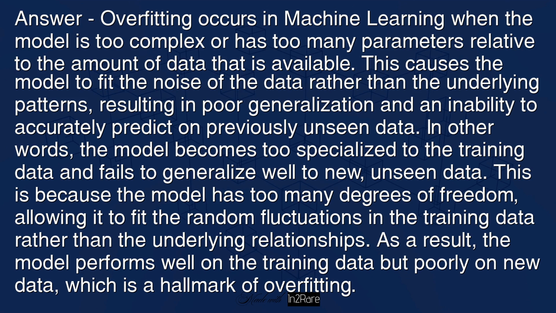In other words, the model becomes too specialized to the training data and fails to generalize well to new unseen data. This is because the model has too many degrees of freedom, allowing it to fit the random fluctuations in the training data rather than the underlying relationships. As a result, the model performs well on the training data but poorly on new data, which is a hallmark of overfitting.